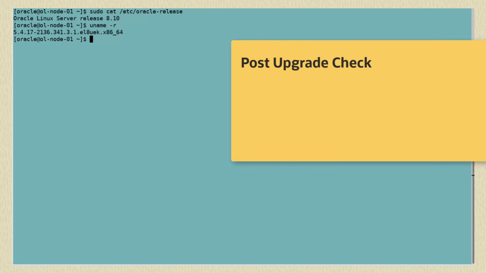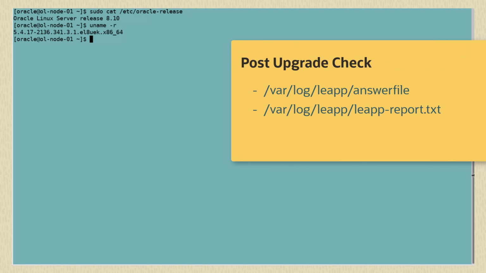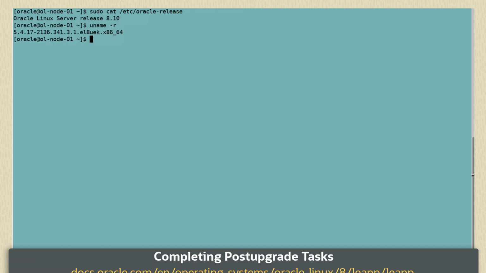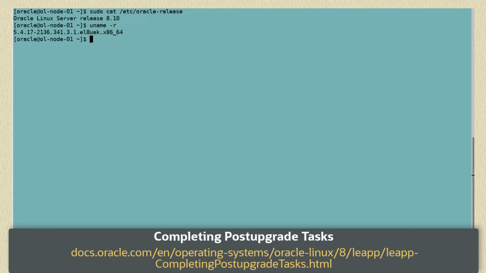The upgrade process also updates the answer file, leapp-report.txt, and creates a leapp-upgrade.log file. These should be examined as they may include post-upgrade recommendations. Following the upgrade, it's important to ensure that the upgraded system remains in a supported state. For information and guidance, see the post-upgrade information section of the Leapp documentation.